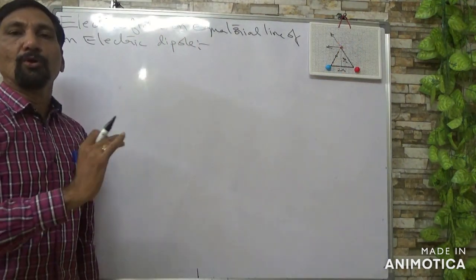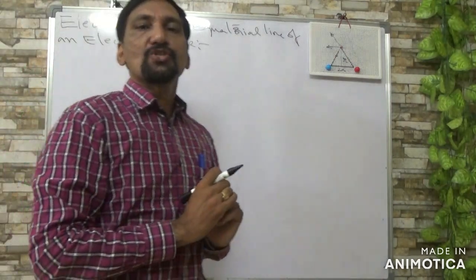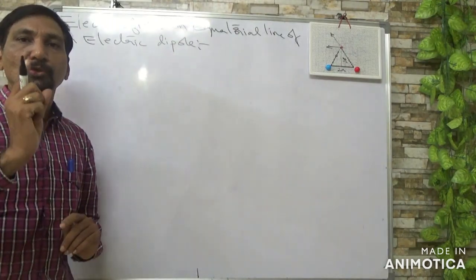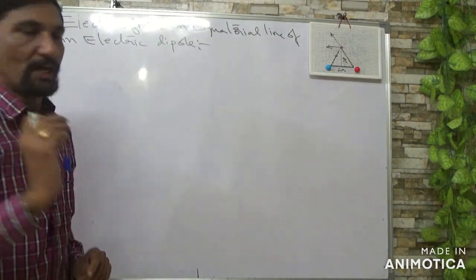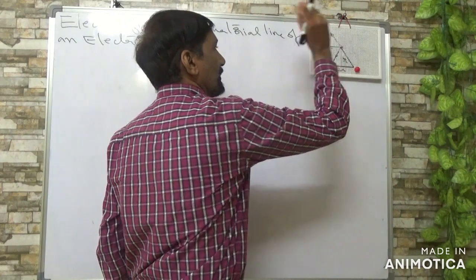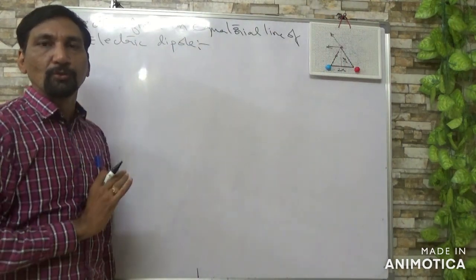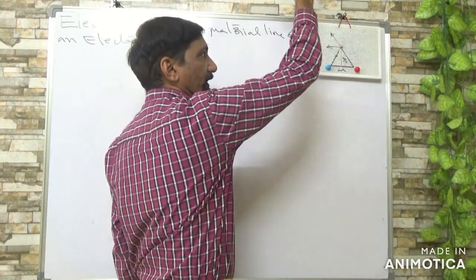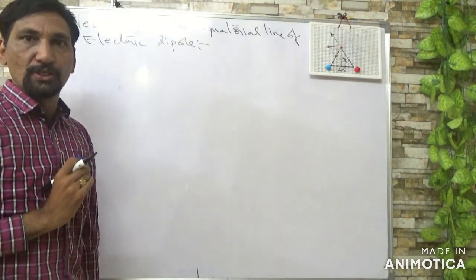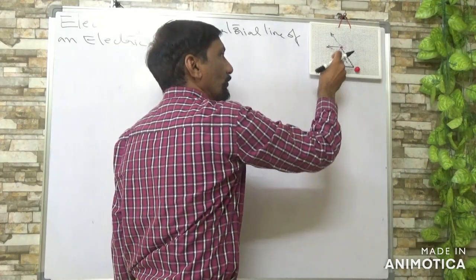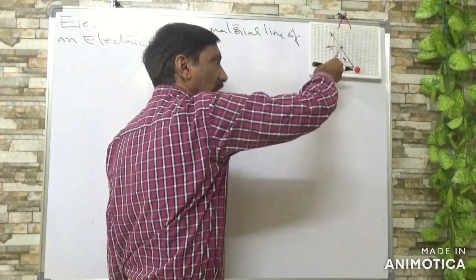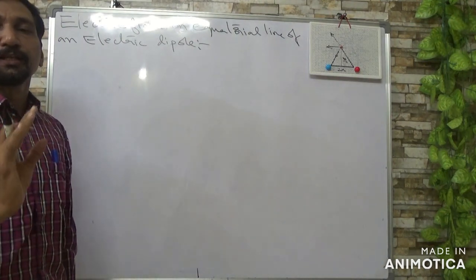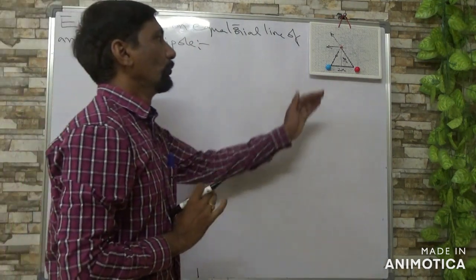In order to calculate the strength of the electric field, you should always imagine one unit positive charge. So this is one imaginary unit positive charge. Due to the positive charge, the direction will be taken outwards, but due to the negative charge, the direction will be taken inwards. So first you have to calculate the strength of the electric field due to the negative charge.